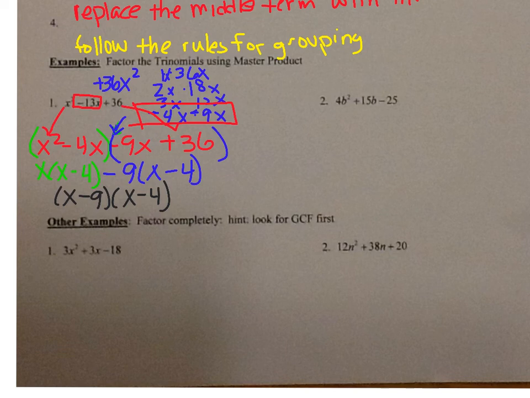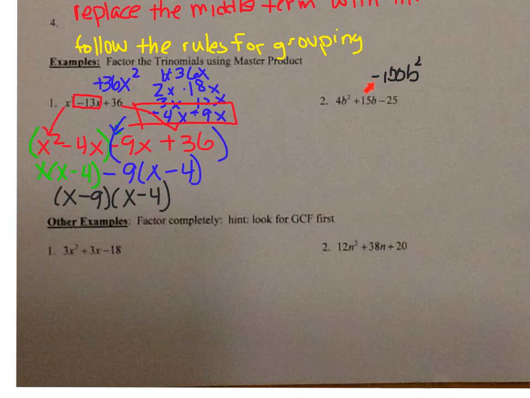Okay, let's take a look at number 2. So remember, we're multiplying the first times the last. So we're multiplying 4b squared times negative 25. So 4 times 25, or negative 25, is negative 100. So it'll be negative 100b squared.